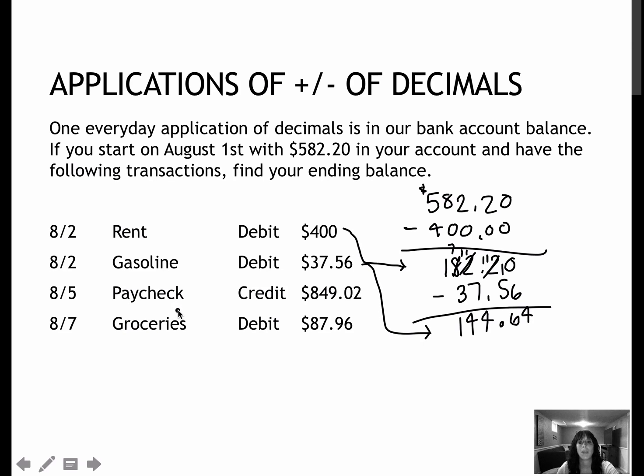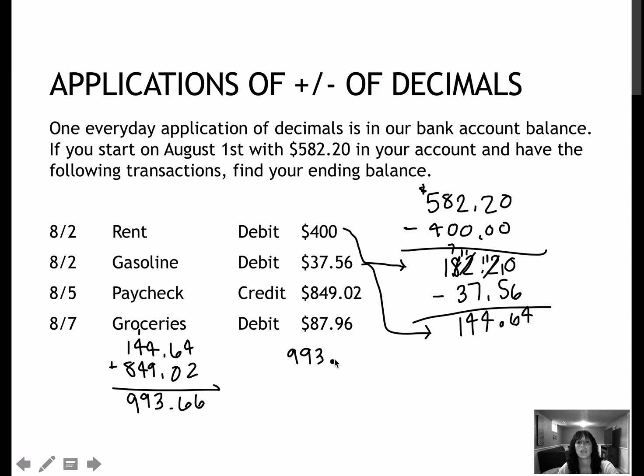Now I'm going to get paid. Yay! So I'm going to take my $144.64 and add $849.02. So we're adding these values together. That would be 6 and 6. 9 plus 4 is 13. And 9 and 9. So now, a little bit better off, we have $993.66. And now I'm going to have another debit because I'm hungry and need groceries.